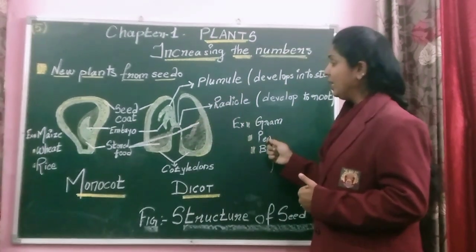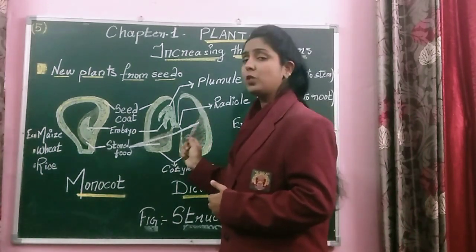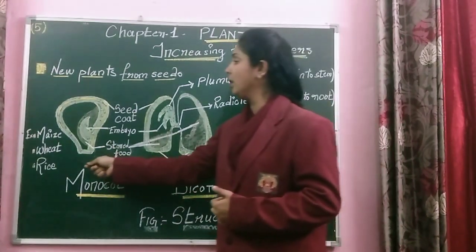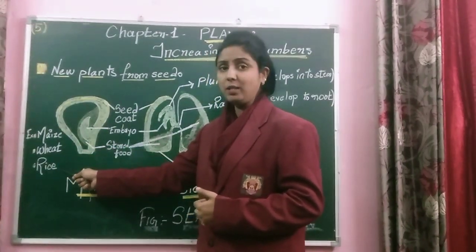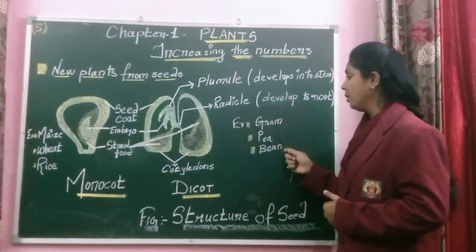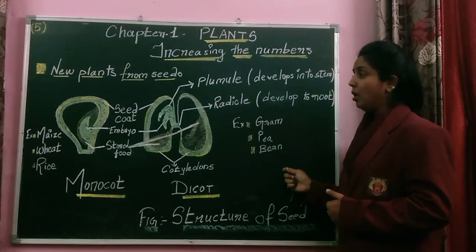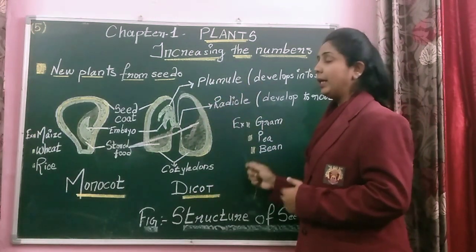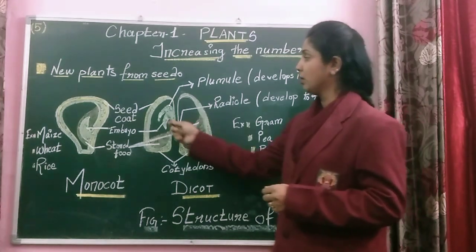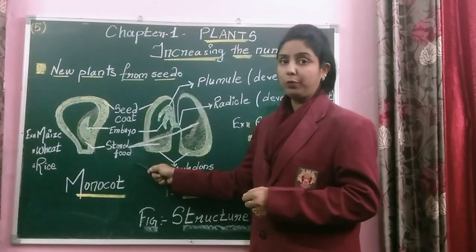Now, here we can see some examples of seeds, of the monocot as well as the dicot. Maize, wheat and rice are some examples of monocot seeds, and gram, pea and beans are examples of dicot seeds. So, with the structure, it is clear what the overall structure of the seed is. The structure of the seed has the seed coat, embryo and the stored food.